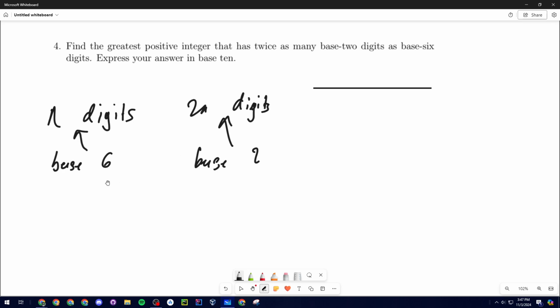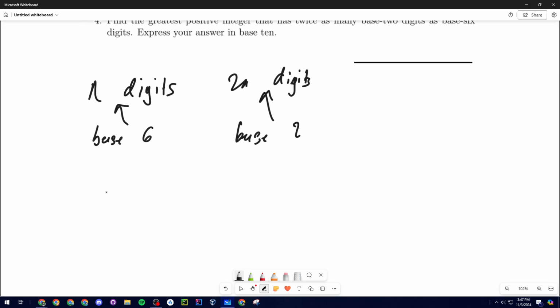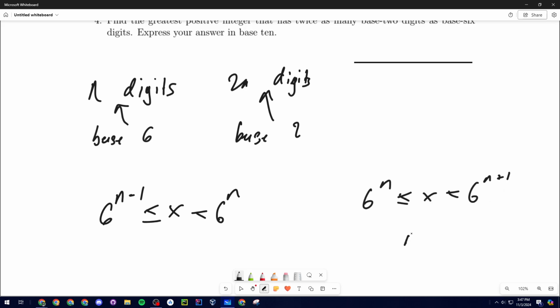Well, if the number has n digits in base 6, therefore it is in the interval... say that's like number x. It would be 6 to the n minus 1 is less than or equal to x is less than 6 to the n, right? That's just like the number theory concept we covered. It's just an inequality that will always hold. And you might be wondering, well, didn't we do it if it's 6 to n is less than or equal to x is less than 6 to n plus 1, then has n plus 1 digits? Yes, these are the same thing, right?